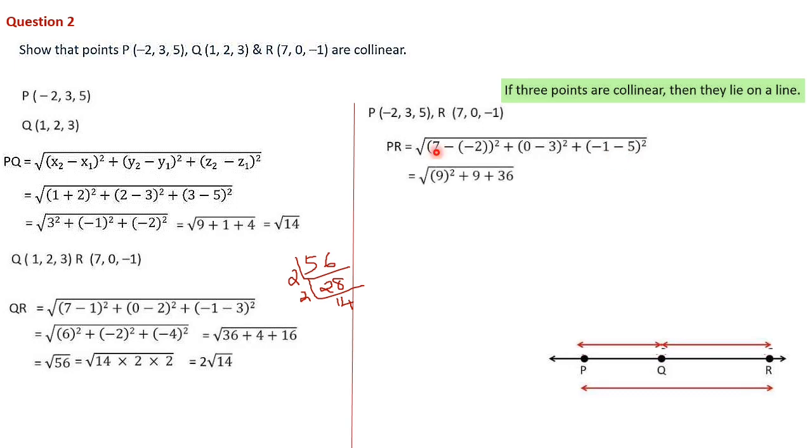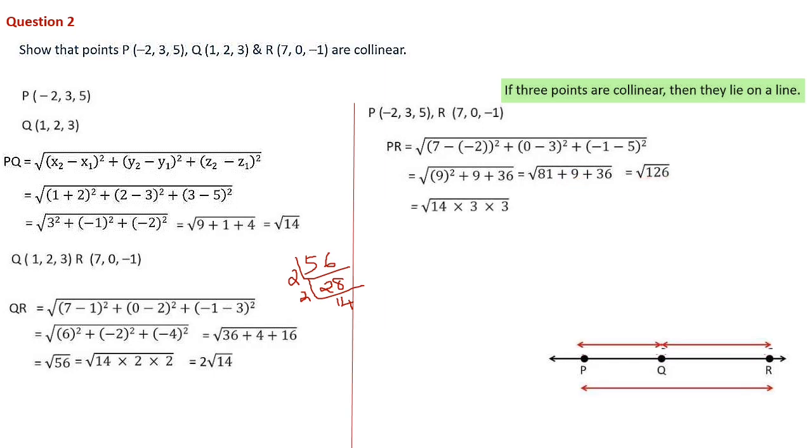Calculation we can do: 7 plus 2 is 9, square. Then 0 minus 3 is minus 3, minus 3 square is 9. Minus 1 minus 5 is minus 6, minus 6 square is 36. When we add, it is 81 plus 9 plus 36. 81 plus 9 is 90. 90 plus 36 is root 126.